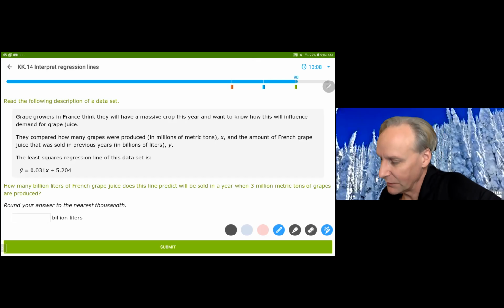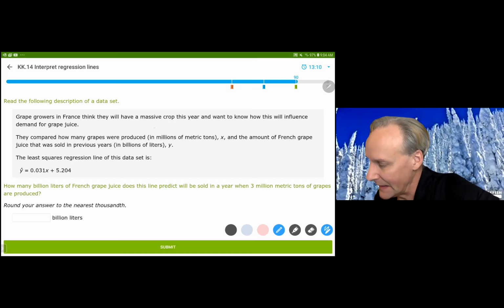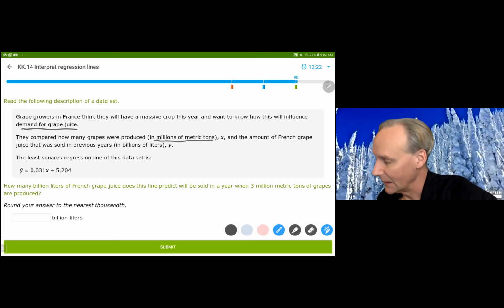Now this one, grape growers in France think that they will have a massive crop, and they want to know how this will influence demand for grape juice. They compare how many grapes were produced in millions of metric tons. That is a lot of grapes. And the amount of French grape juice that was sold in previous years. I suspect that grape juice is wine, but okay.